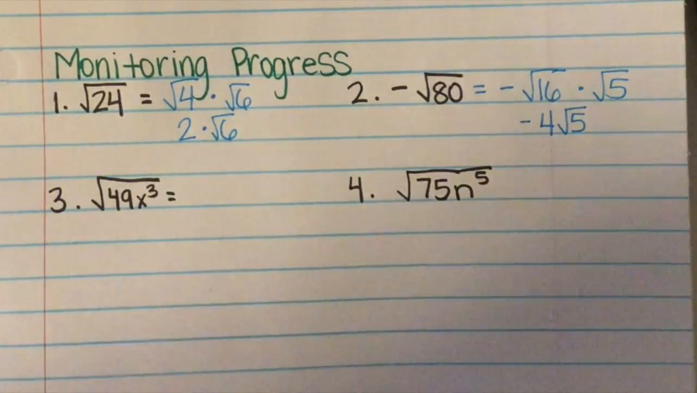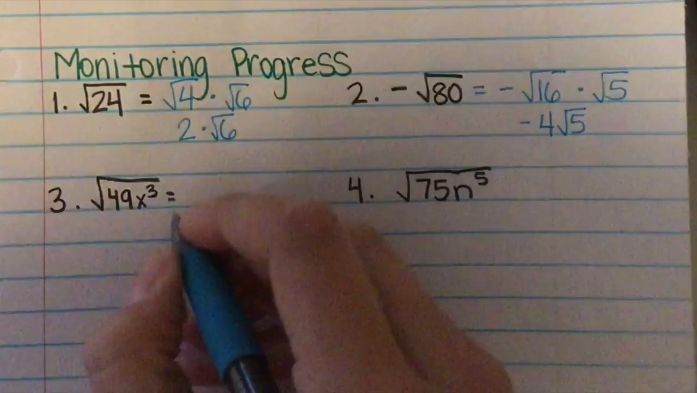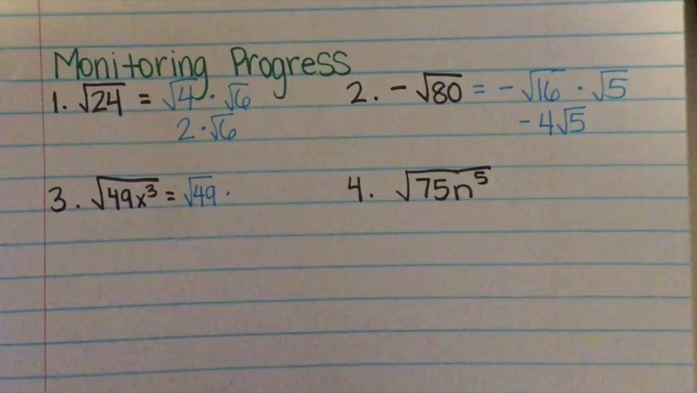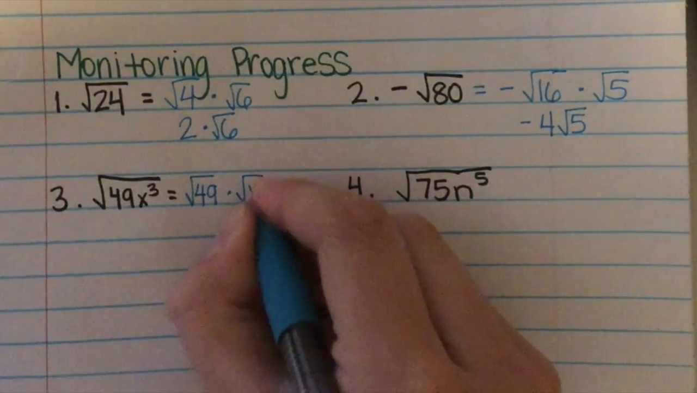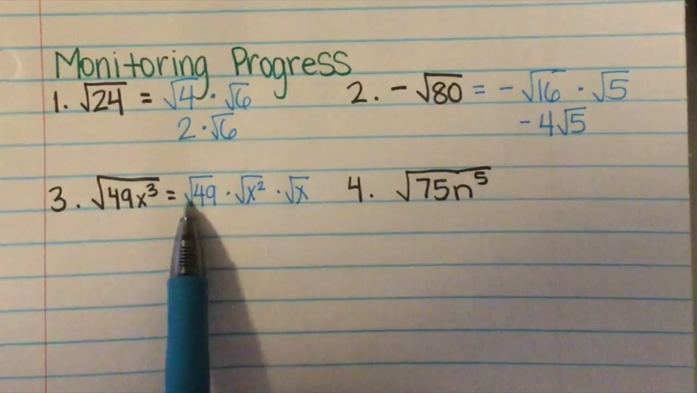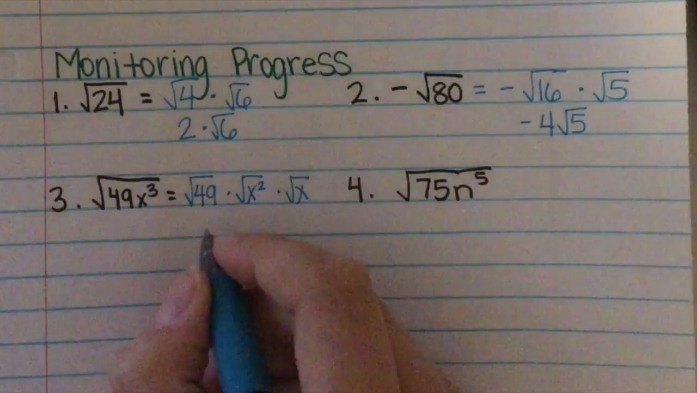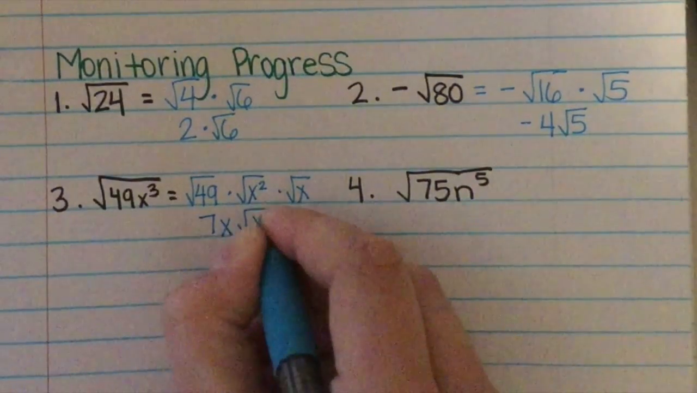For number 3, I'm taking the square root of 49 x cubed. To simplify that, again, I'm going to break it up. For my perfect squares, I have the square root of 49. Now x cubed I want to break apart. I can make that x squared times x. All of these are still the same expression. I've just broken it apart so that I can simplify using the perfect squares. Once I simplify, I have 7x multiplied by the square root of x.